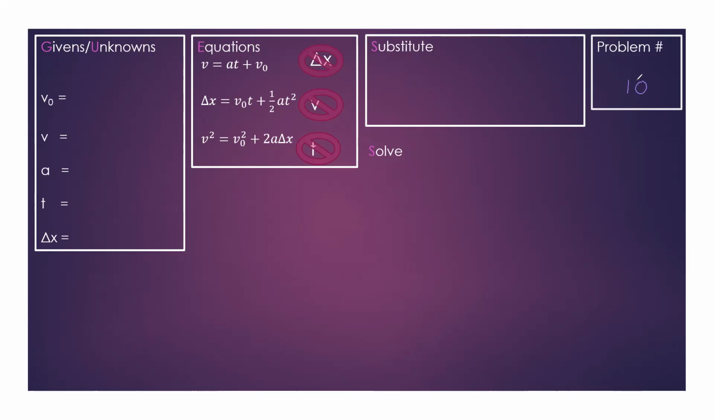A car starts at a green light and accelerates at 6 meters per second squared. A truck passes through the same light at the same time going in the same direction at a constant rate of 24 meters per second. How far will the car have to travel before it catches up to the truck? So this is a case where I have two objects, so I need to set up two equations.